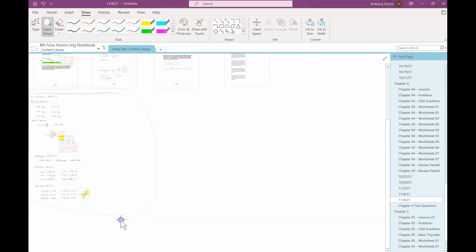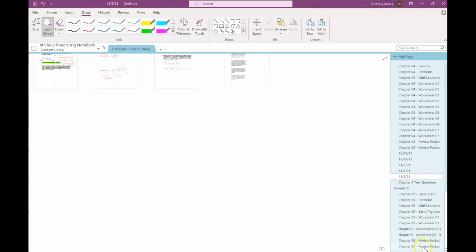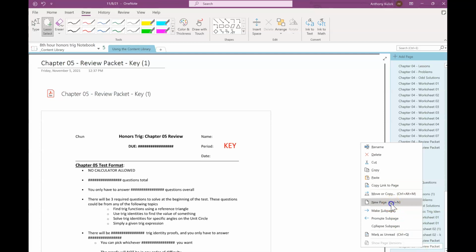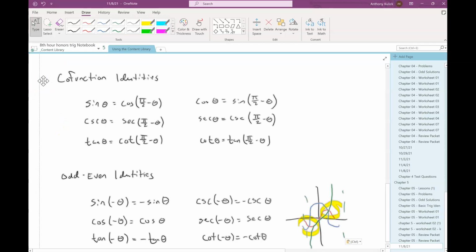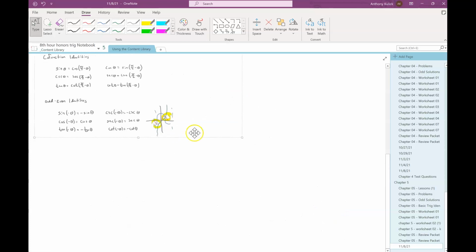I'm going to take this and put these notes over here in chapter 5. That makes a heck of a lot more sense, huh? Hooray for OneNote, makes it so easy to do that kind of thing.